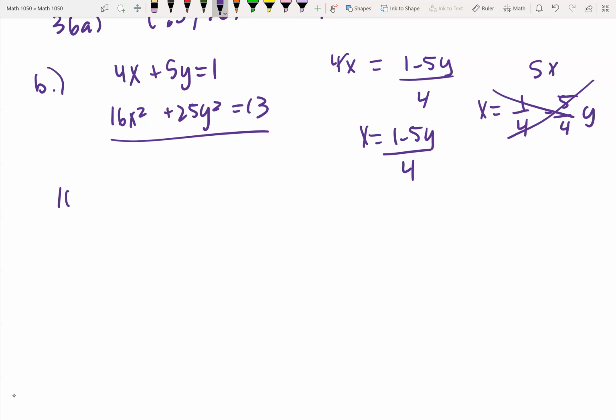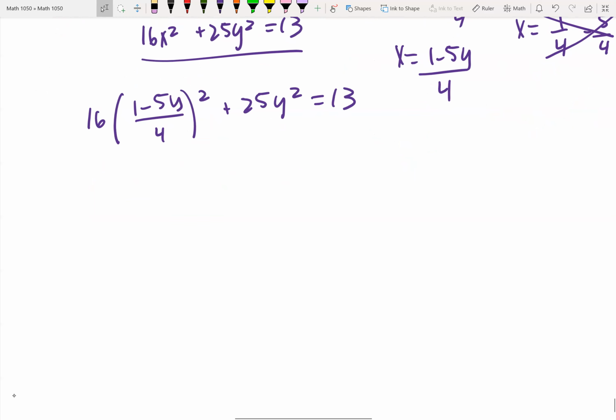Let me show you why. Put it here. So it's 16 times ((1 minus 5y) over 4) squared plus 25y squared is equal to 13. On the quiz, now look what people did. 4 goes into 4 once, 4 goes into 16 4 times. That's wrong because it's not a 4 on the bottom, you guys. It is a 4 that is squared. Well, 4 squared is 16. So this actually ends up going away with that.